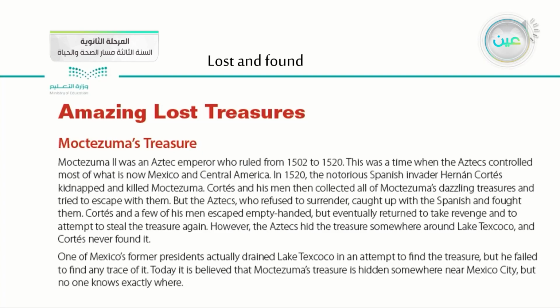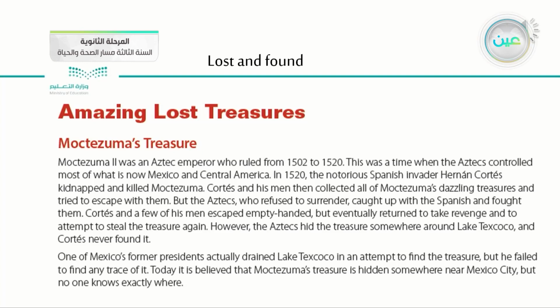Moctezuma's treasure. Moctezuma II was an Aztec emperor who ruled from 1502 to 1520. This was a time when the Aztecs controlled most of what is now Mexico and Central America. In 1520, the notorious Spanish invader Hernán Cortés kidnapped and killed Moctezuma. Cortés and his men then collected all of Moctezuma's dazzling treasures and tried to escape with them. But the Aztecs, who refused to surrender, caught up with the Spanish and fought them.